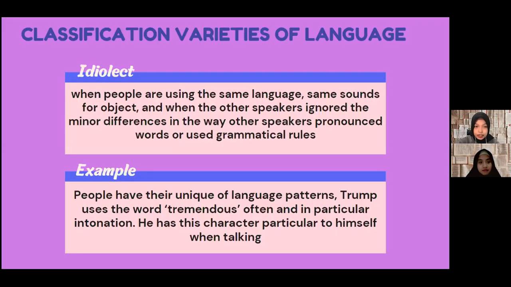The first one is idiolect. When people are using the same language, same sounds for objects, the other speakers ignore the minor differences in the way other speakers pronounce words or use grammatical rules. For example, people have their unique language patterns. President Trump uses the word tremendous often and in particular intonations. He has this character particular to himself when talking. And if you know the most famous YouTuber in Indonesia, Atta Halilintar, he often says Sia instead of Sia.